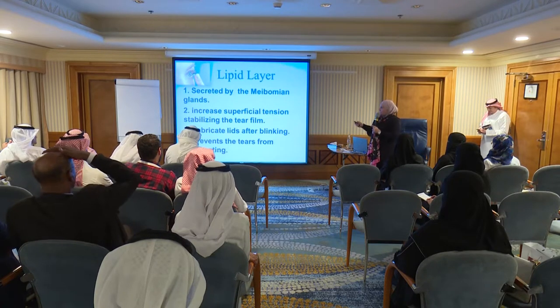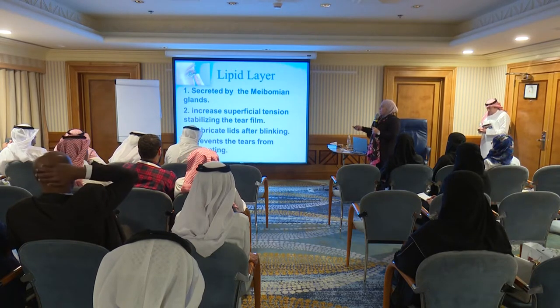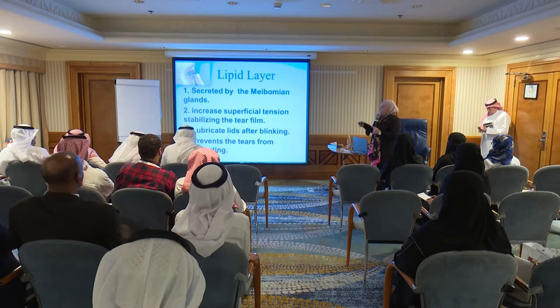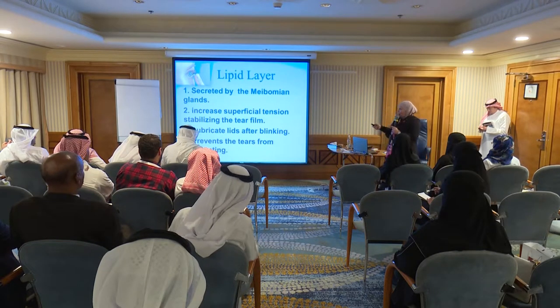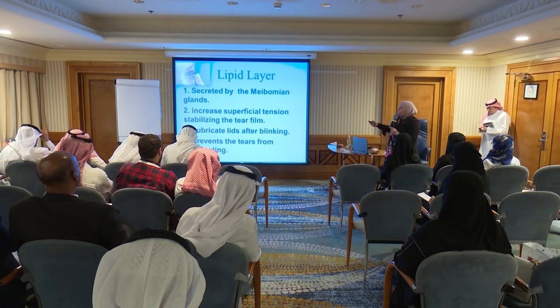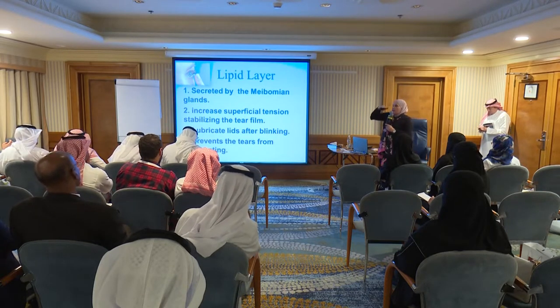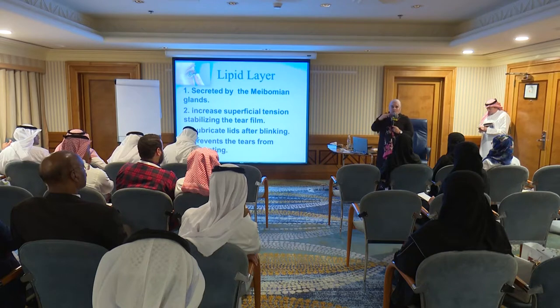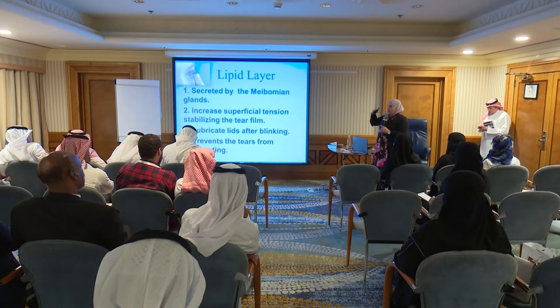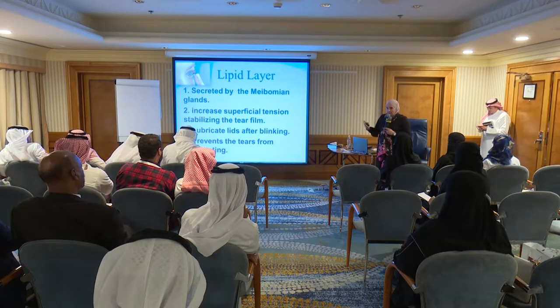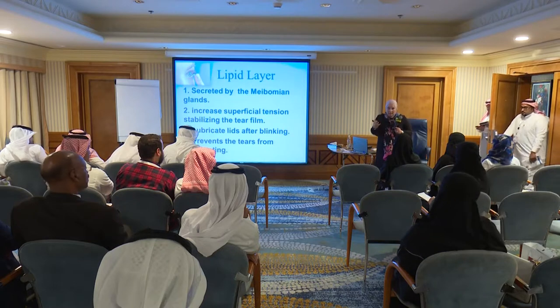Okay, now we have three different types of layers. Each layer serves to do a different thing on the eye. The lipid layer, which is the oil, covers the water in the tears, so it prevents the water from being evaporated. Basically, if we don't have enough oil on the surface of the eye, then the tears will evaporate.